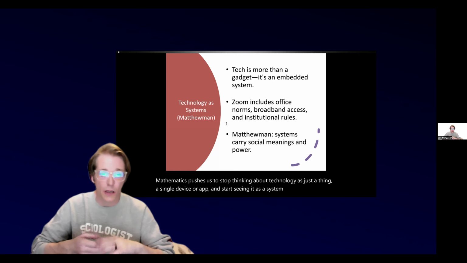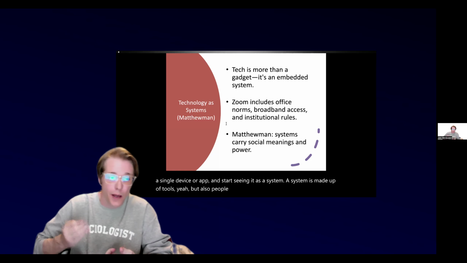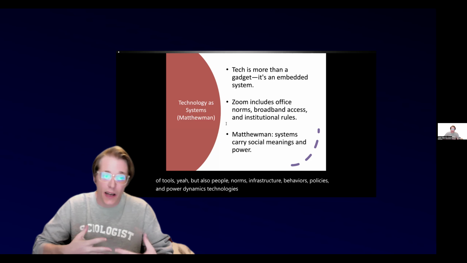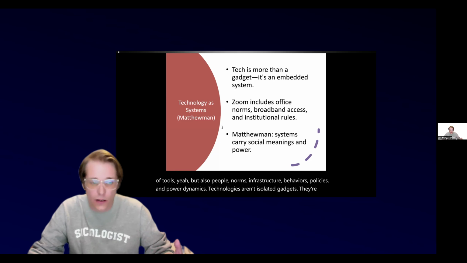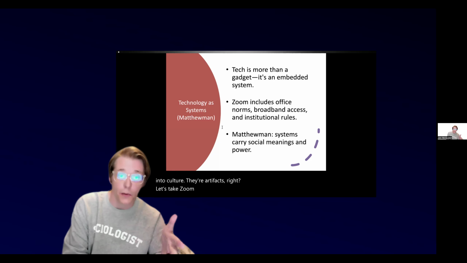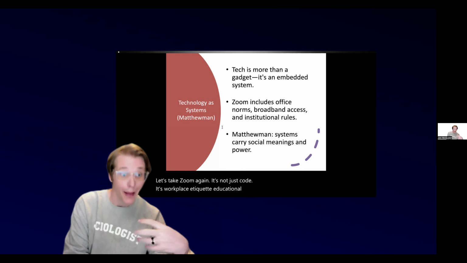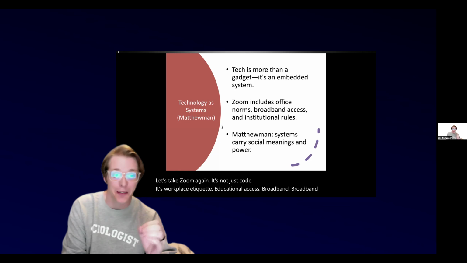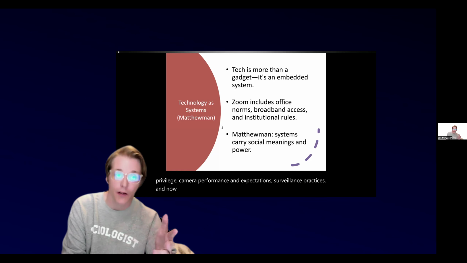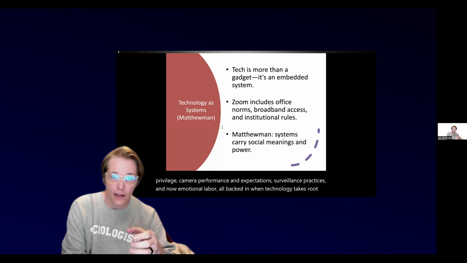A system is made up of tools, yeah, but also people, norms, infrastructure, behaviors, policies, and power dynamics. Technologies aren't isolated gadgets. They're woven into culture. They're artifacts, right? Let's take Zoom again. It's not just code. It's workplace etiquette, educational access, broadband privilege, camera performance and expectations, surveillance practices, and now emotional labor, all baked in. When technology takes root, it brings along its entourage.